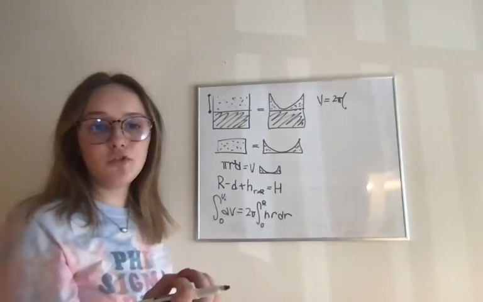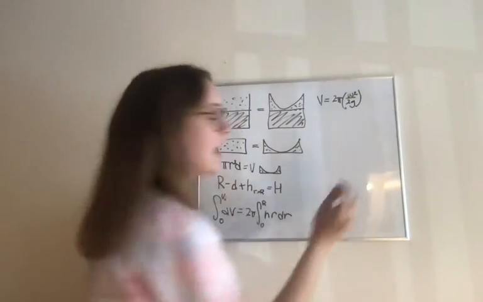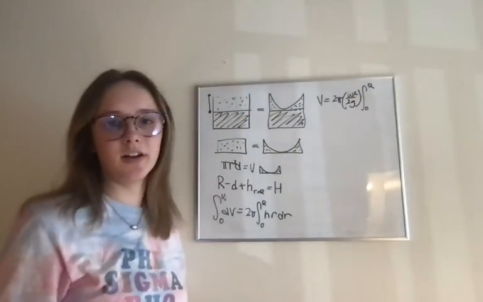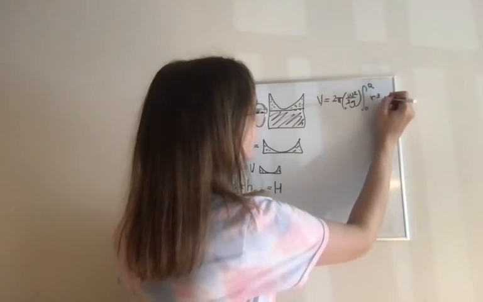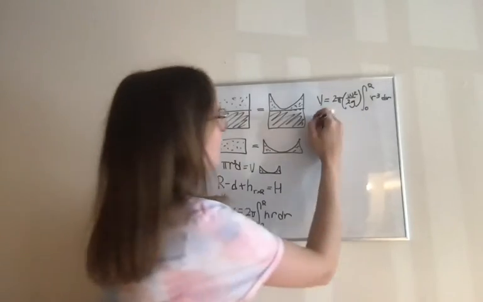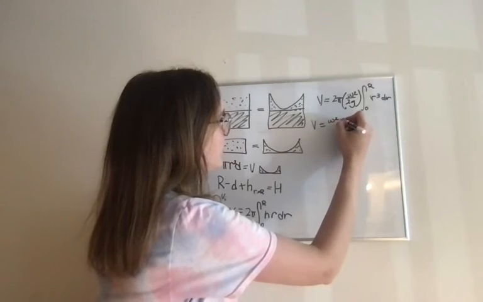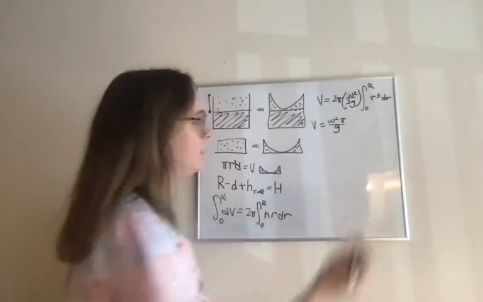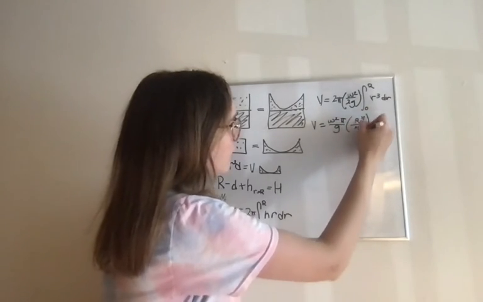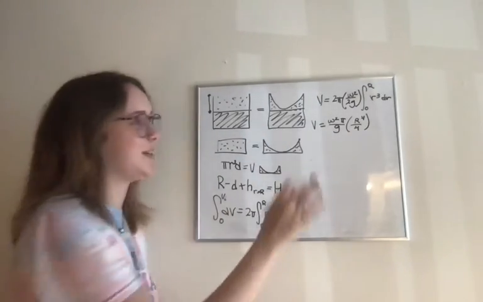times the angular velocity squared over 2g, and all of this is going to be multiplied by the integral from 0 to big R of r cubed dr. And so once we finally solve this integral, we are going to end up with V equal to omega squared times pi over g times big R to the 4th over 4. So now that's what we have for the velocity, or not the velocity, the volume.